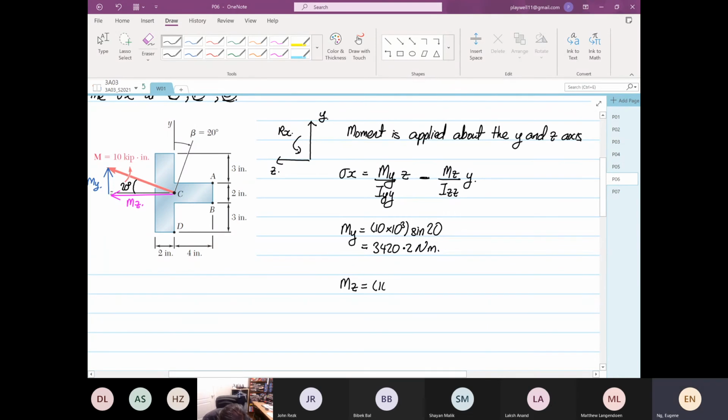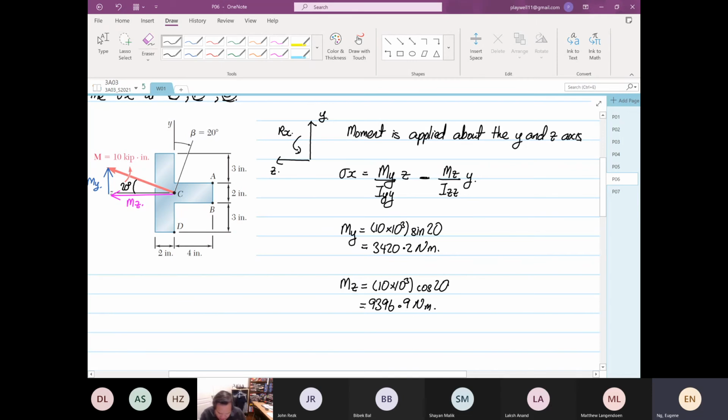And MZ is equal to 10 times 10 to the power 3 cos 20. Okay, so 10 power 3 times cos 20 is 9396.9 Newton meter. Okay, so this is a straight.